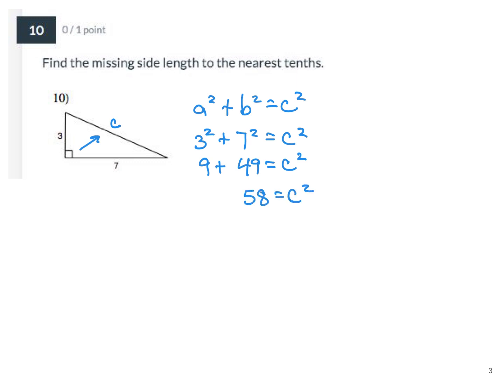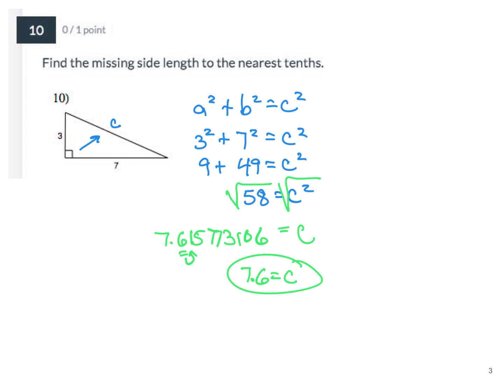equals c squared. And then how do we get, we just want c by itself. What is the opposite of a square? That is a square root. So that is going to equal a really long decimal, 7.615773106. We want to round it to the nearest tenths. So we want to go ahead and look at the digit next to it. Is it 5 or above? No. So we're going to keep it the same.